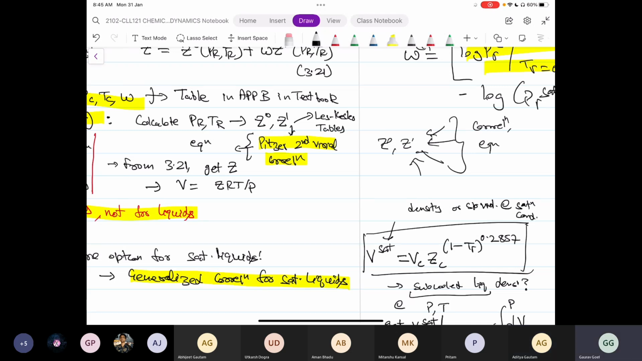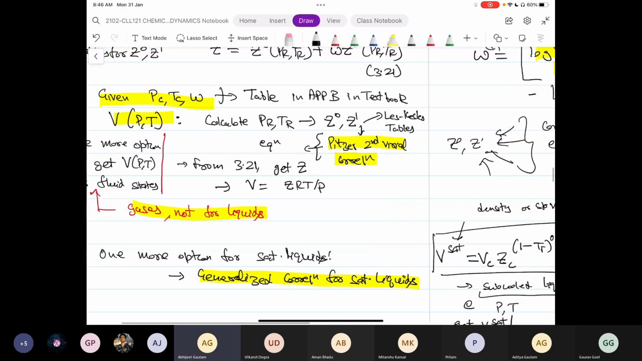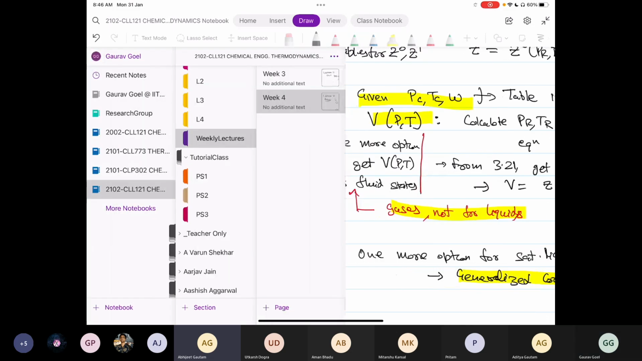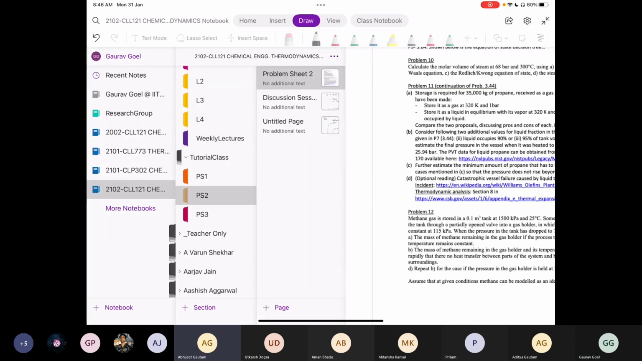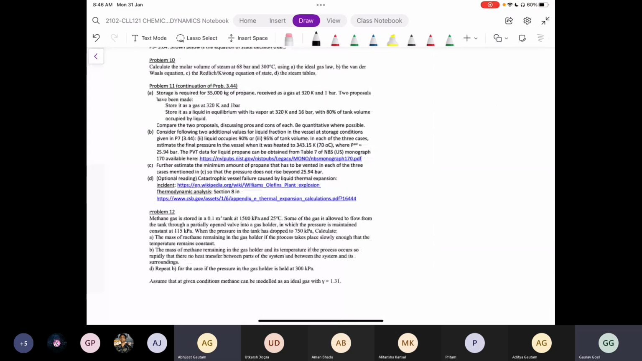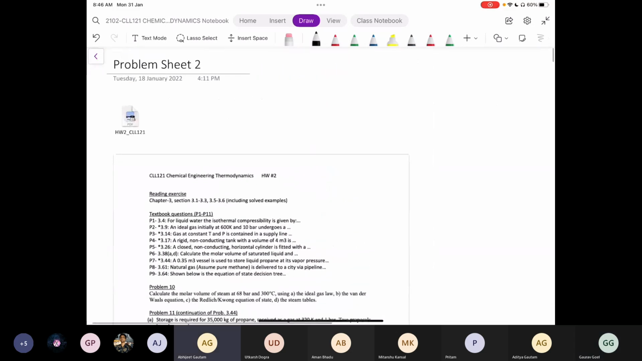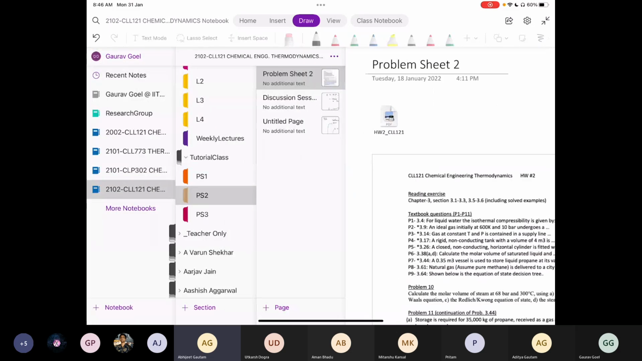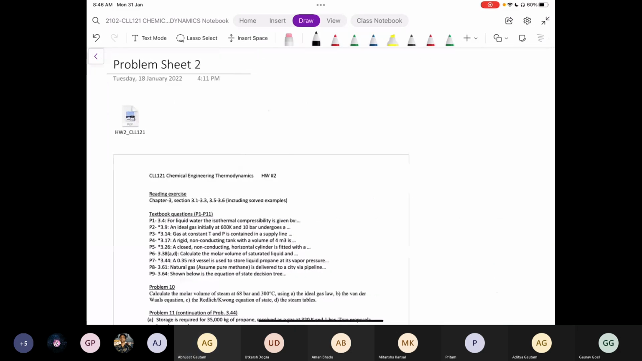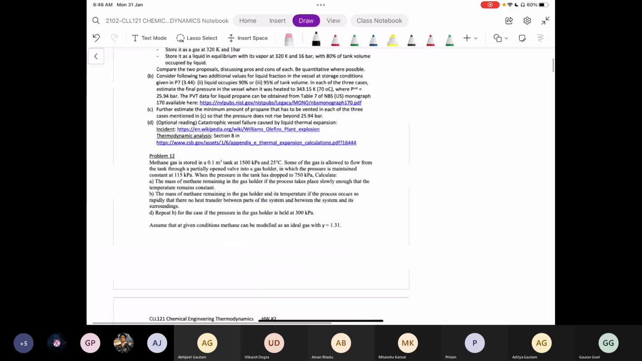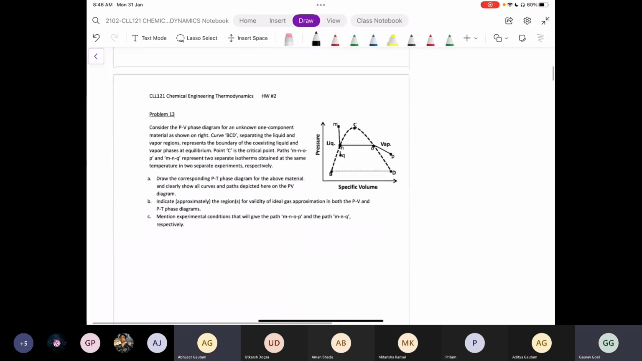Any other questions, queries? Sir, I have a doubt in the last problem in problem sheet 2, problem 13. Yes, sir. Could you please turn to that page? So 3.32, you were saying? No, sir, problem number 13, basically the last problem in the sheet. Okay. Yes.